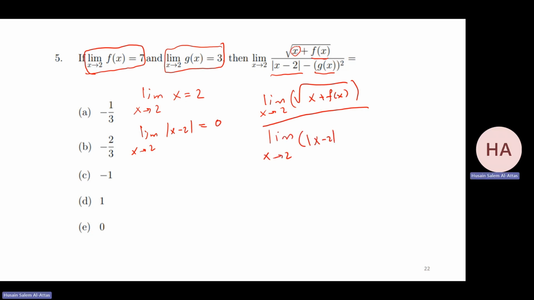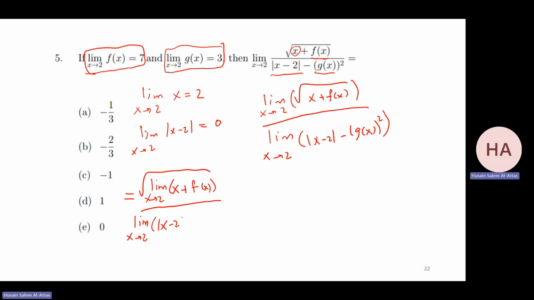I'm doing it in steps. Now for the limit of the numerator, I can take it inside. So it will be the square root of the limit as x goes to 2 of all of this, since everything is defined, we have no problems. Over, this is the limit as x goes to 2 of absolute value of x minus 2, minus the limit as x goes to 2 of g of x squared.